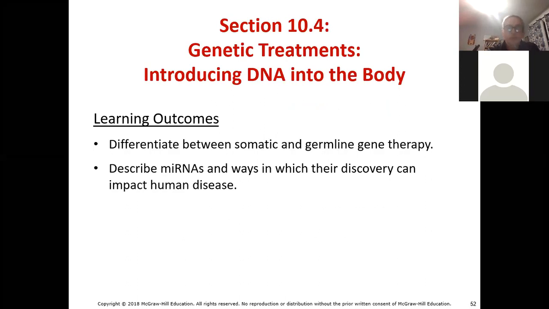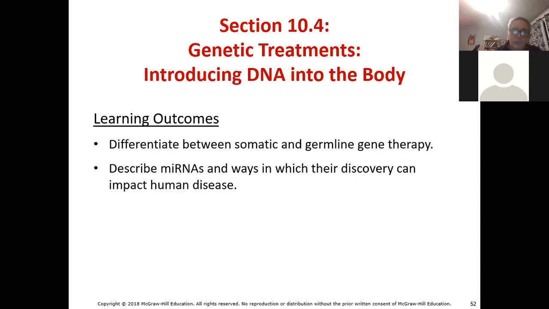So genetic treatments, introducing DNA into the body, differentiate between somatic and germline therapy. All the cells in your body that aren't involved in the creation of sex cells are the somatic cells, and the germline cells are the cells that make the zygote that leads to a baby. Describe microRNAs. We'll describe what they are in a second.